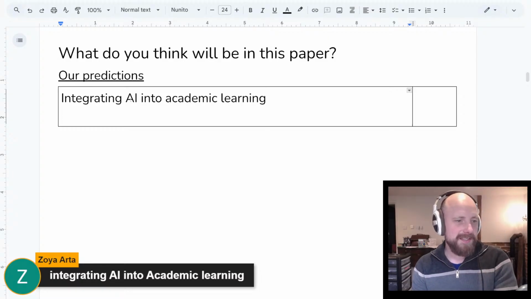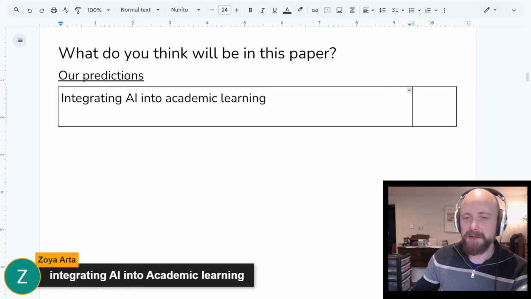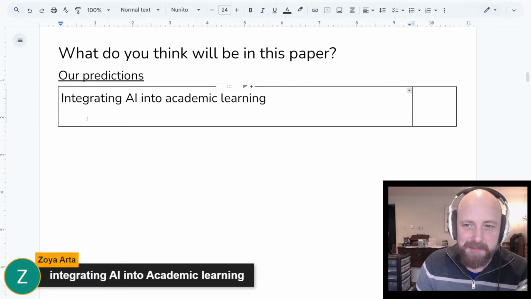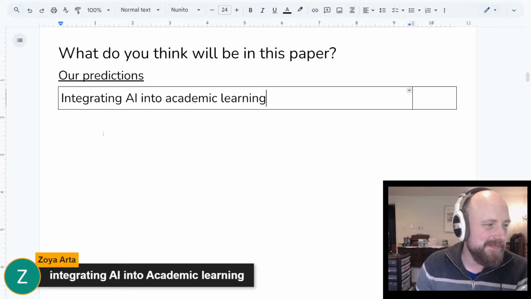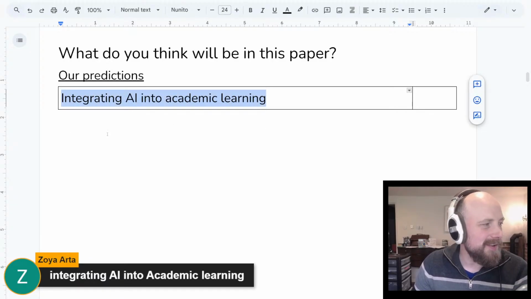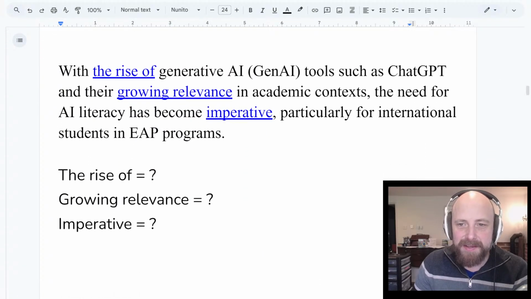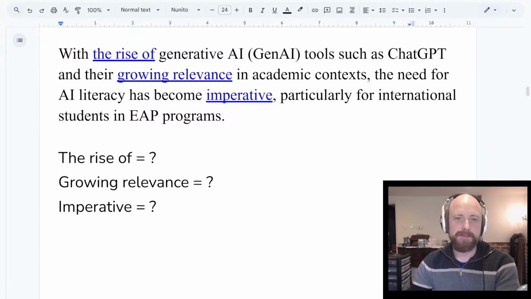And Manuel says in 10 years' time, AI will replace the majority of teachers. One teacher for 125 students. Well, we'll see about that, Manuel. All right, so we've got one prediction at least, integrating AI into academic learning. Let's take a look. Here's the first sentence.